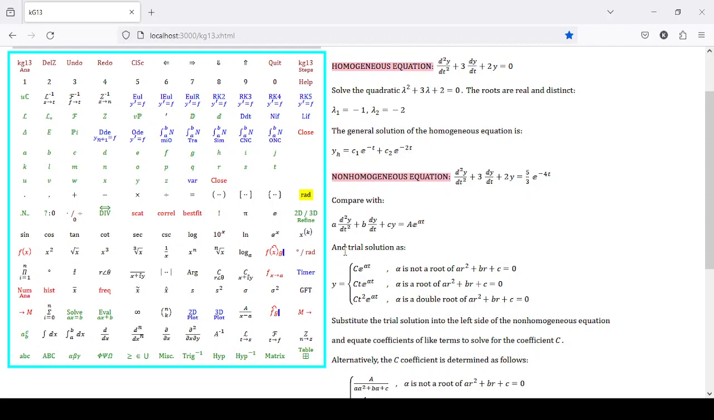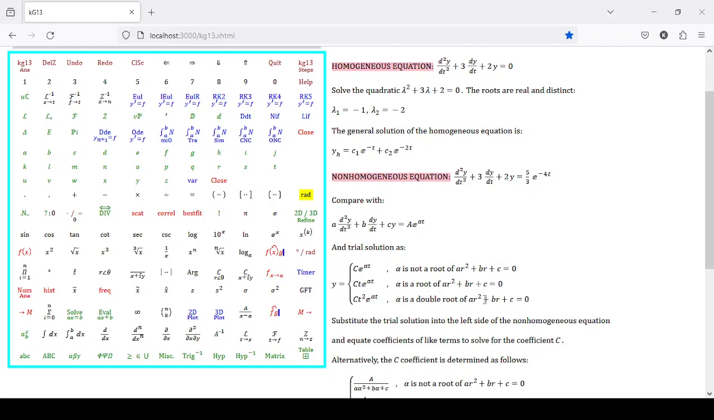Now the trial solution of this general form is given as y. There are 3 possibilities. The first possibility, y is equal to C e to the alpha t, if alpha is not a root of the quadratic, a r squared plus b r plus c is equal to naught. It is equal to C times t e to the alpha t if alpha is a root of the quadratic, a r squared plus b r plus c is equal to naught. And it is equal to C t squared e to the alpha t if alpha is a double root of the quadratic, a r squared plus b r plus c is equal to naught.